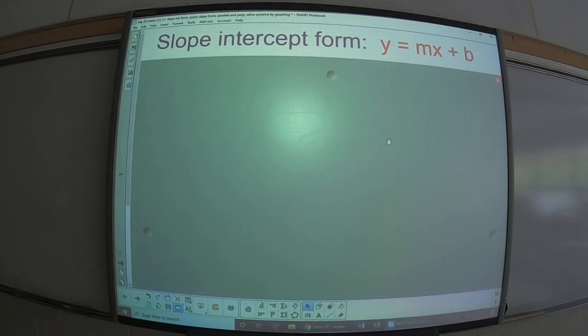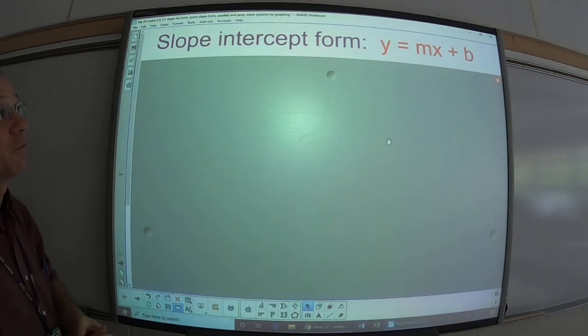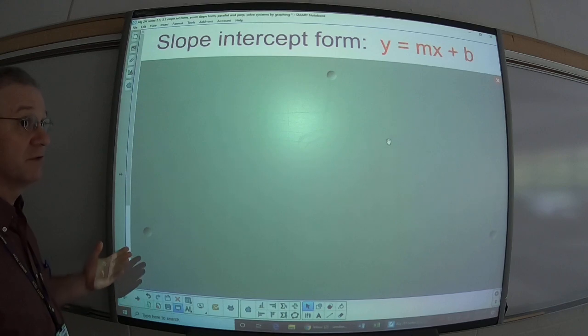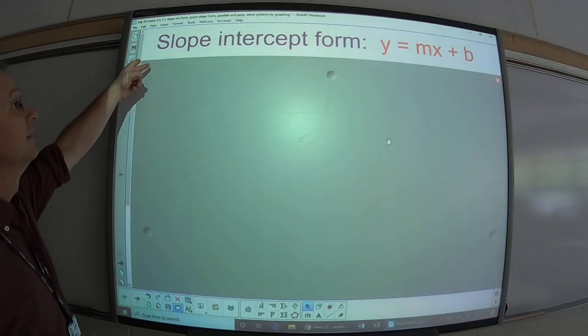So today we're going to be working with slope intercept form. Slope intercept form, y equals mx plus b. That's what we want to start with. I'm sure you've all seen that before. Y equals mx plus b for the equation of a line, a straight linear line.